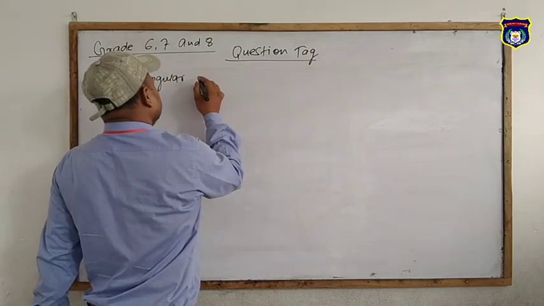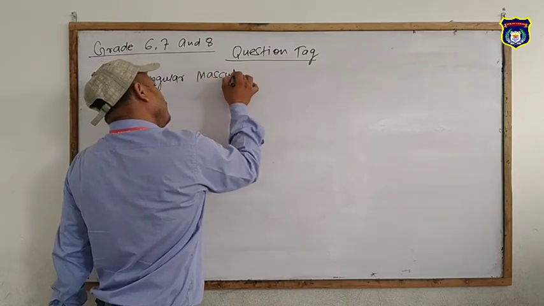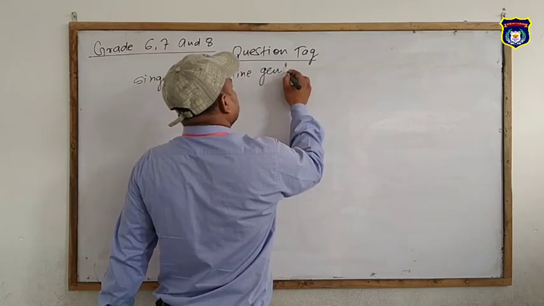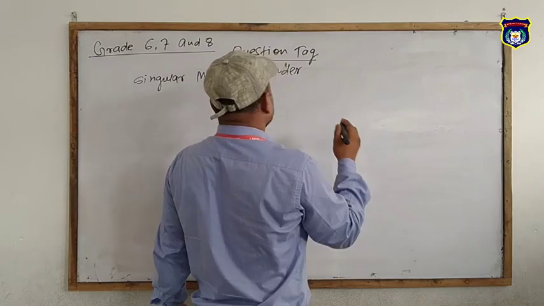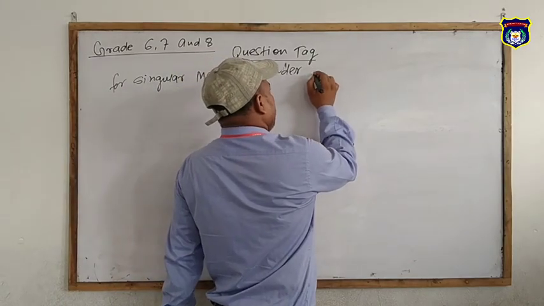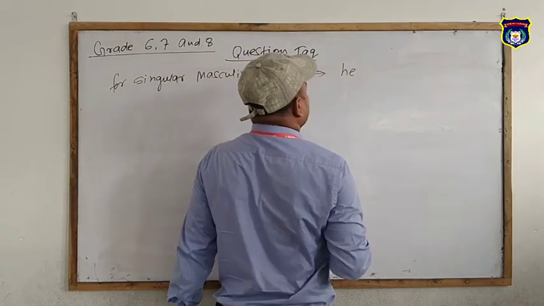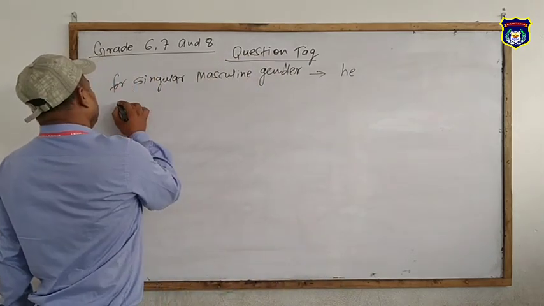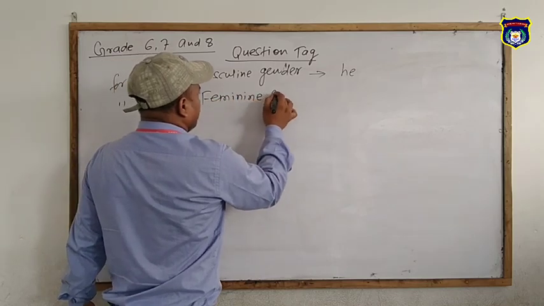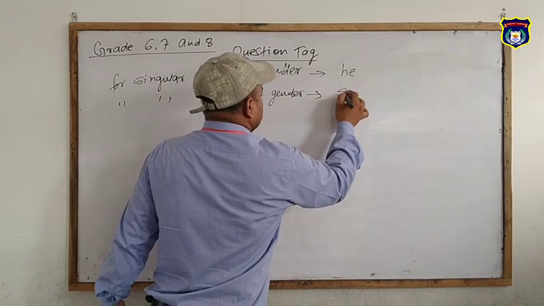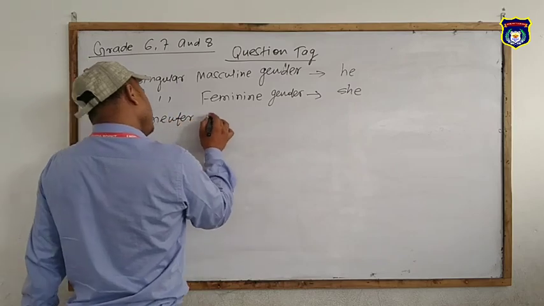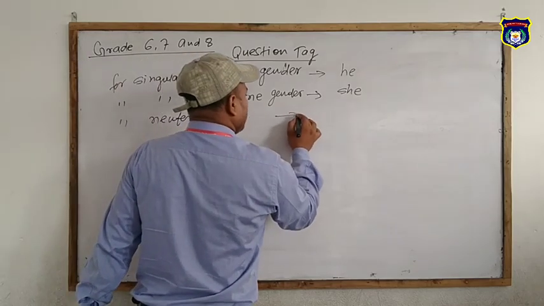Singular masculine gender: he. Singular feminine gender: she. Neuter gender: it.